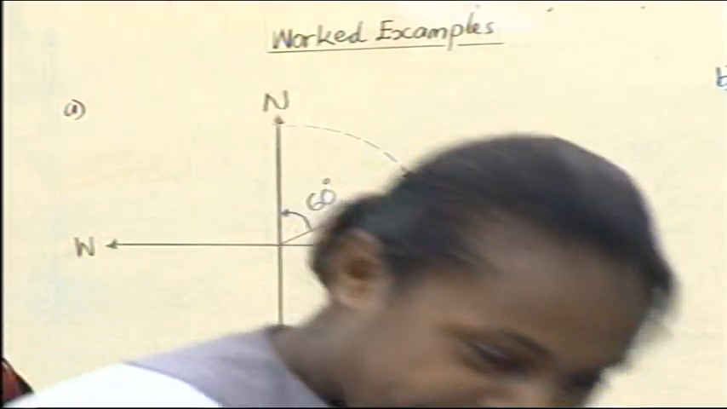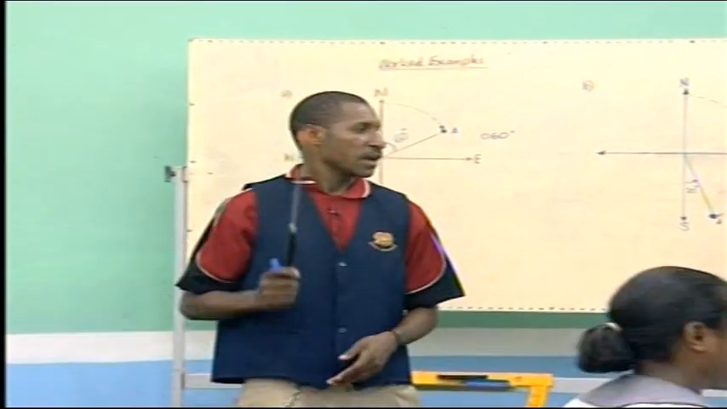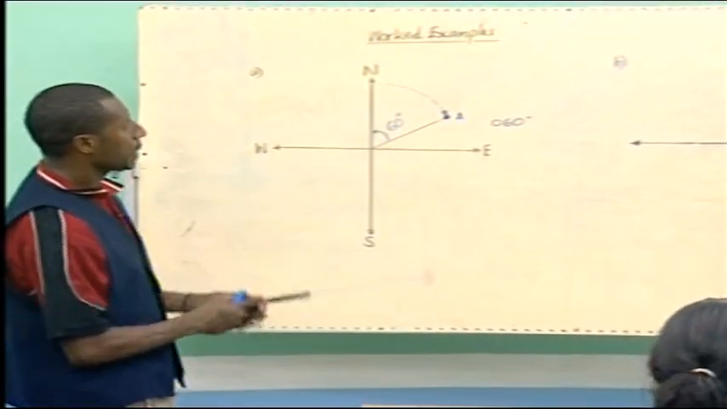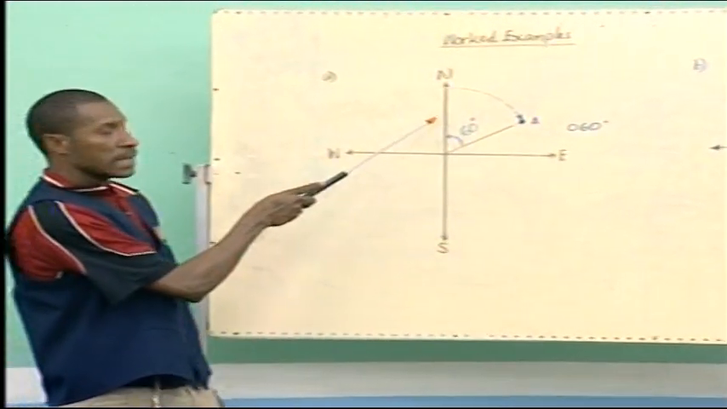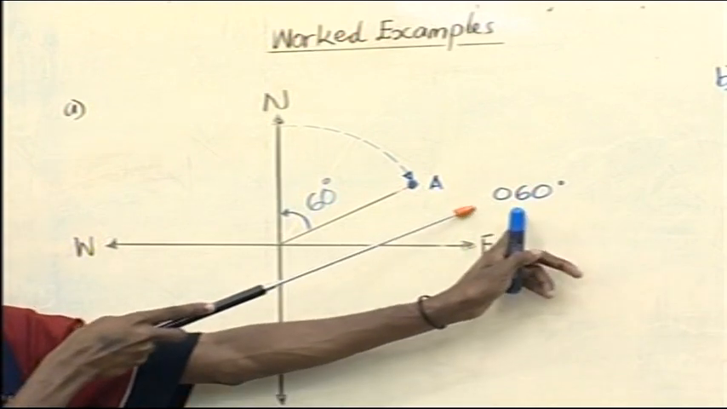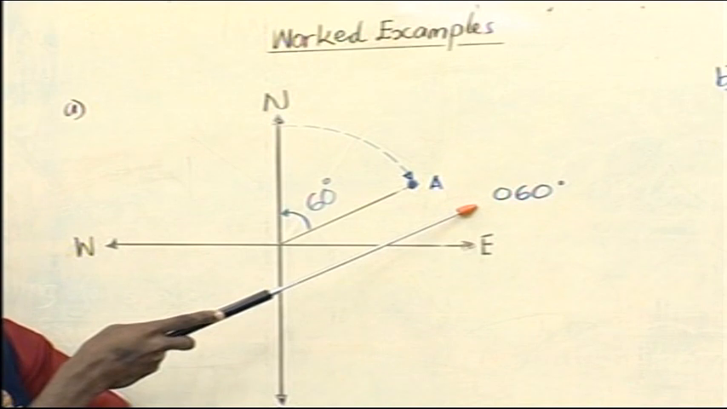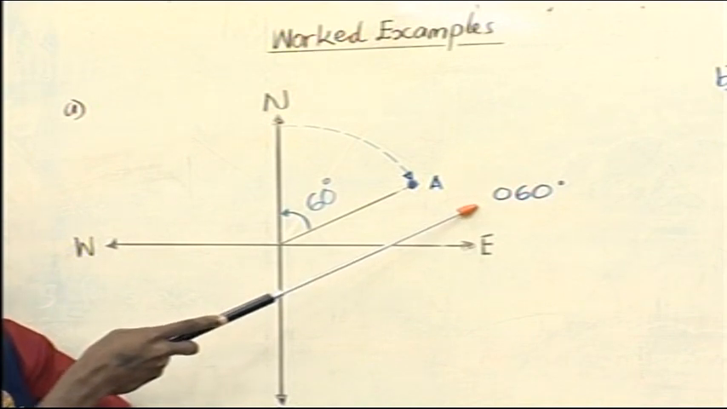Receiving students and 7s, let's give Ruthie 3 big claps. Okay, Ruthie, excellent. Now, you see, this is the bearing of point A. Remember, this is how we write the bearing, using 3 digits. Bearing is always written using 3 digits.